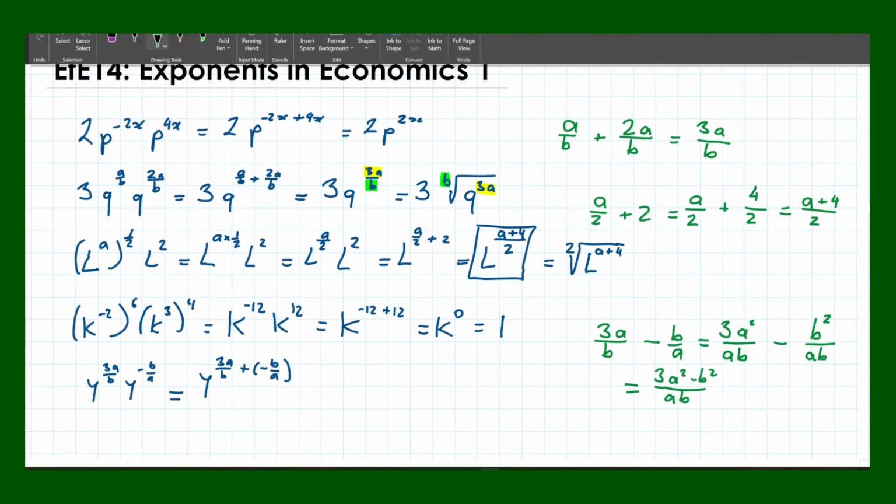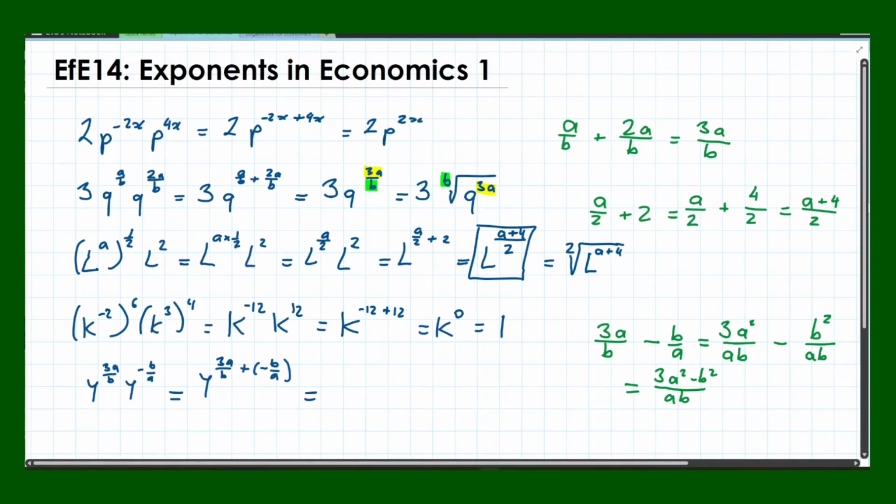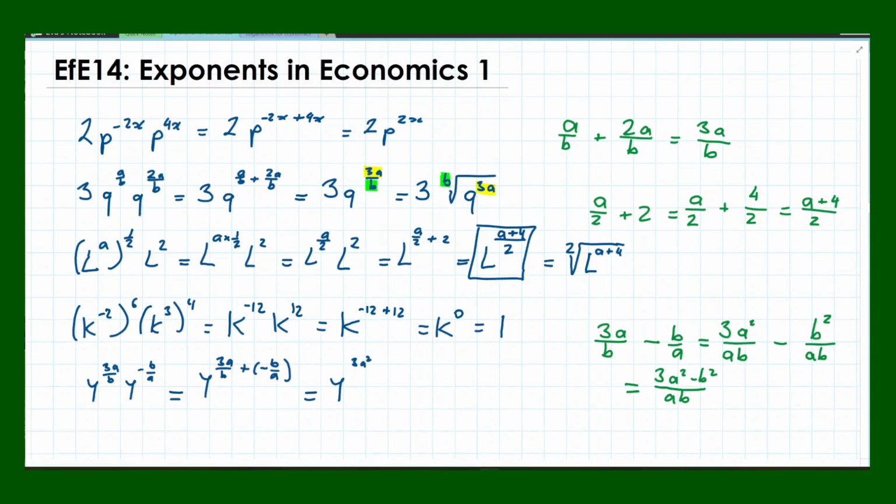Okay, so let's go back to our original question. So y is now to the power of 3a squared minus b squared over a times b. Now, in most cases, you are likely to leave the power of y in this form, but just for the sake of practice, let's rewrite this as a root.